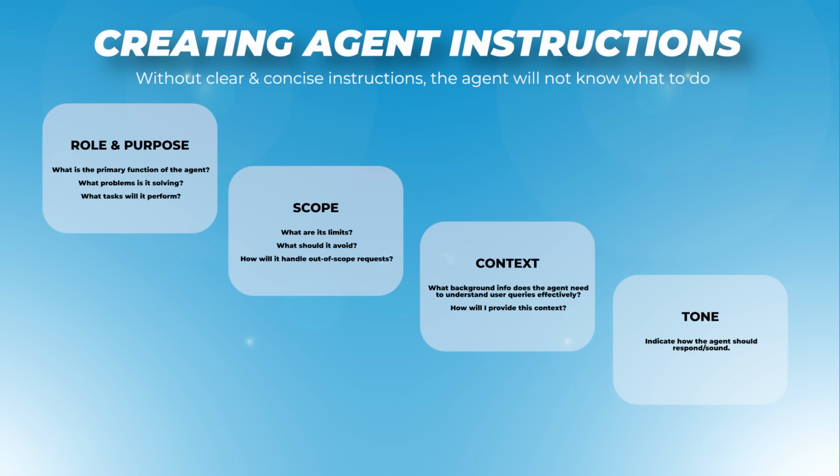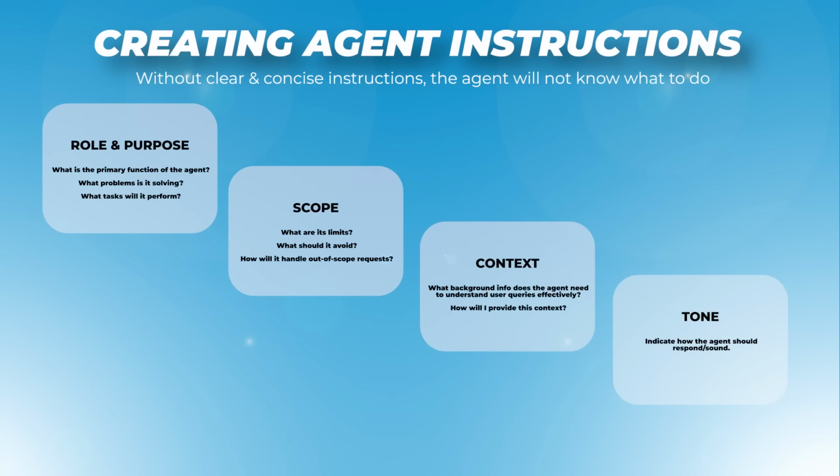Then we give it the scope. What are the limits? What should it avoid? Where are we looking? Where are we not looking? How will it handle out of scope requests? Should it respond to the user, "Hey, that's not something I can handle right now. Please do something else," or rephrase your question? We could do something like that, or maybe it just doesn't run and we pass in a different response saying we were unable to assign this, and we have a final case that we do it that way.